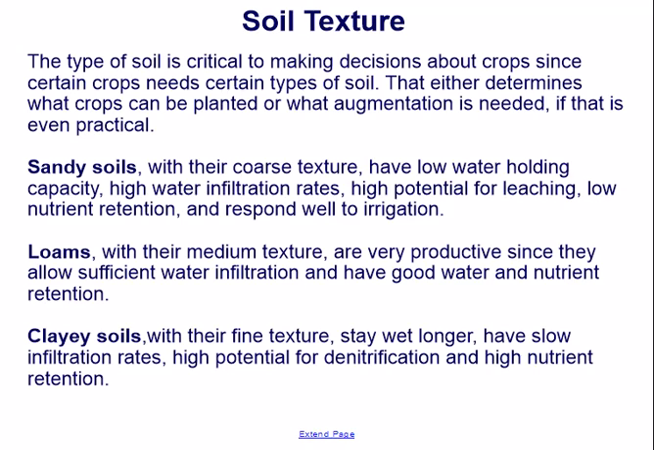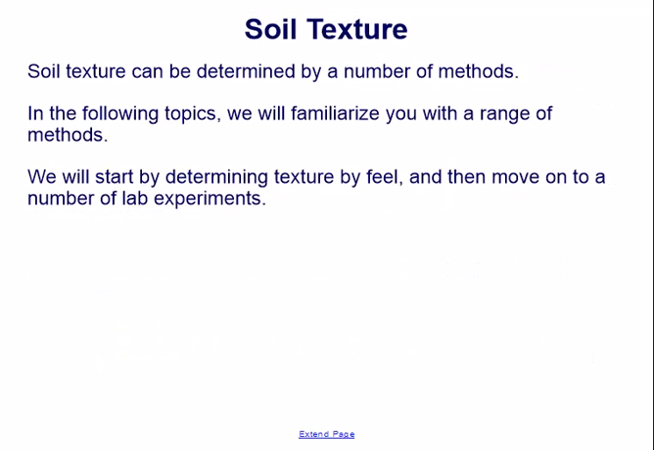Sandy soils, with their coarse texture, have low water holding capacity, high water infiltration rates, high potential for leaching, low nutrient retention, and respond well to irrigation. Loams, with their medium texture, are very productive since they allow sufficient water infiltration and have good water and nutrient retention. Clayey soils, with their fine texture, stay wet longer, have slow infiltration rates, and a high potential for denitrification and high nutrient retention.